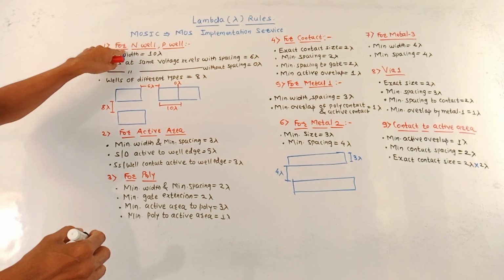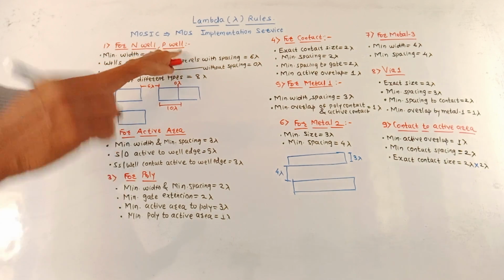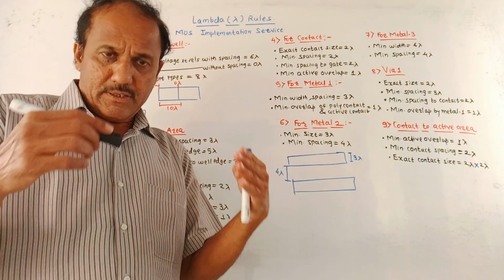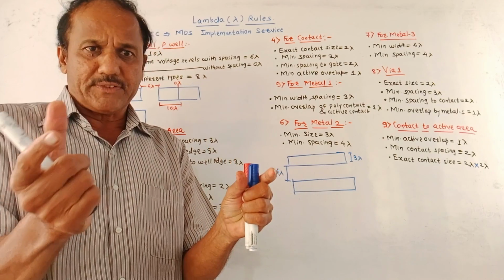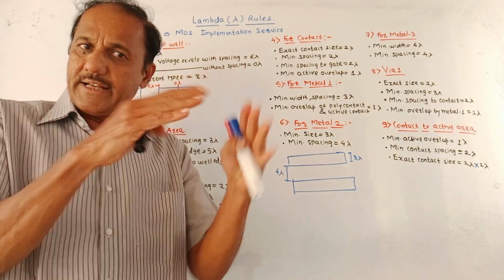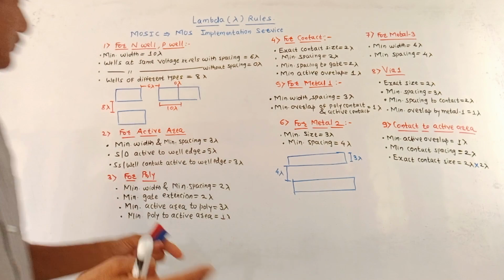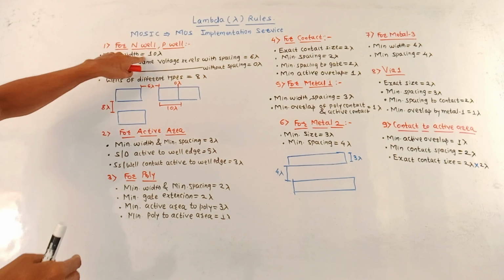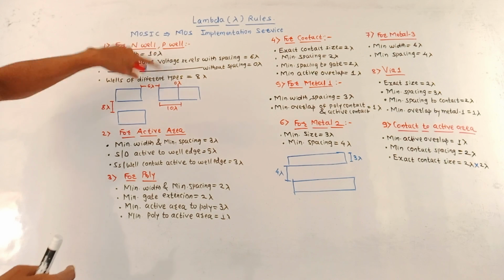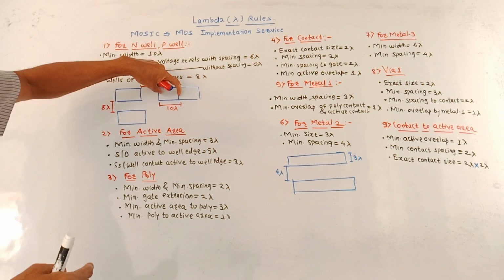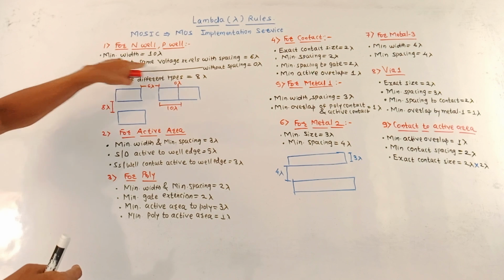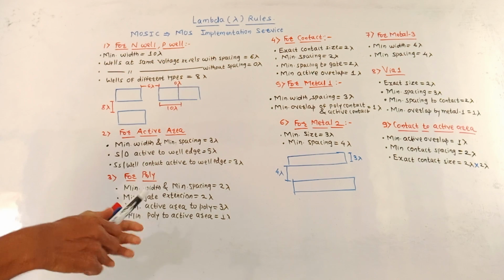First is for N-well and P-well, that is N-type substrate and P-type substrate. We know that in case of N-MOSFET, P-type substrate is used, and in case of PMOS, N-type well or N-type substrate is used. So the rules are: minimum width is 10 lambda. Look at this diagram. Between two wells, minimum width of each well is 10 lambda. Then wells at same voltage level with spacing.